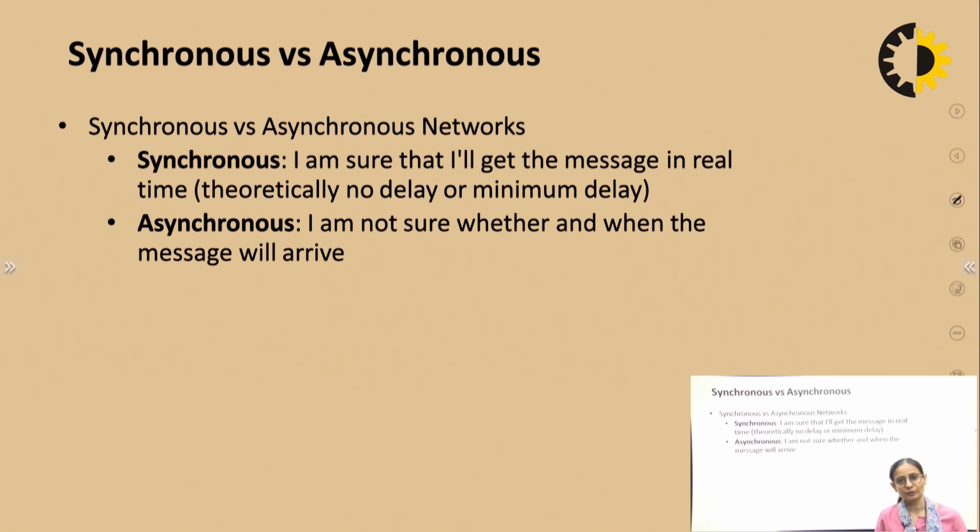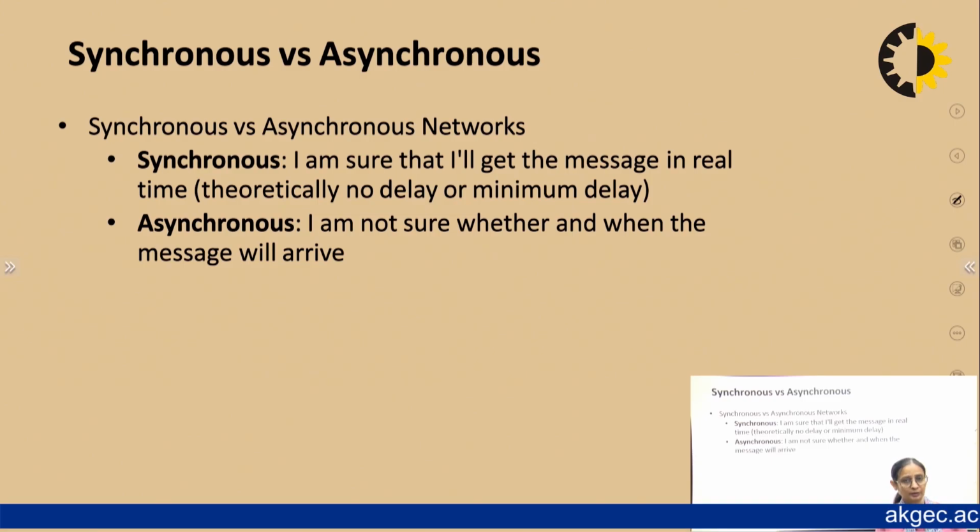Whereas in the case of synchronous, we say that as soon as I send the message, the receiver will receive it. For example, when I am talking on a phone, this is synchronous, because as soon as I start talking, my speech is delivered, my words are delivered to the receiving end. And asynchronous, for example, is when I am sending a mail. I have sent the mail, but at what time the receiver will receive it depends upon the network. It is not real-time delivery. So this is asynchronous.